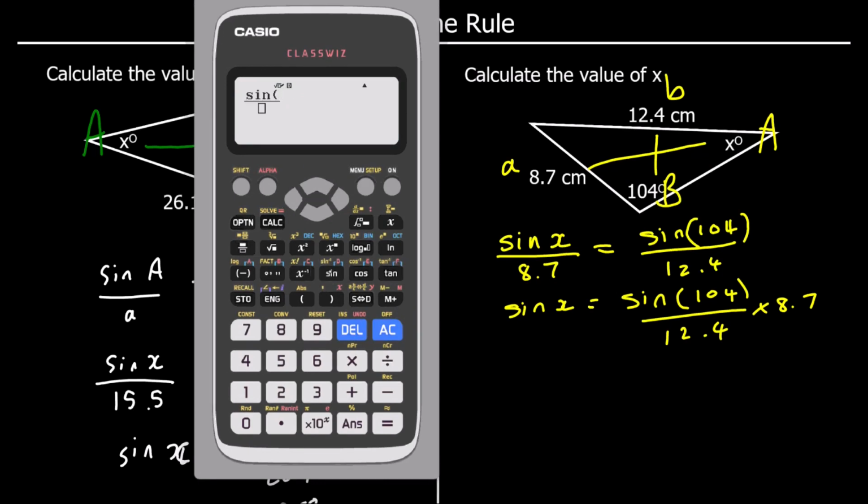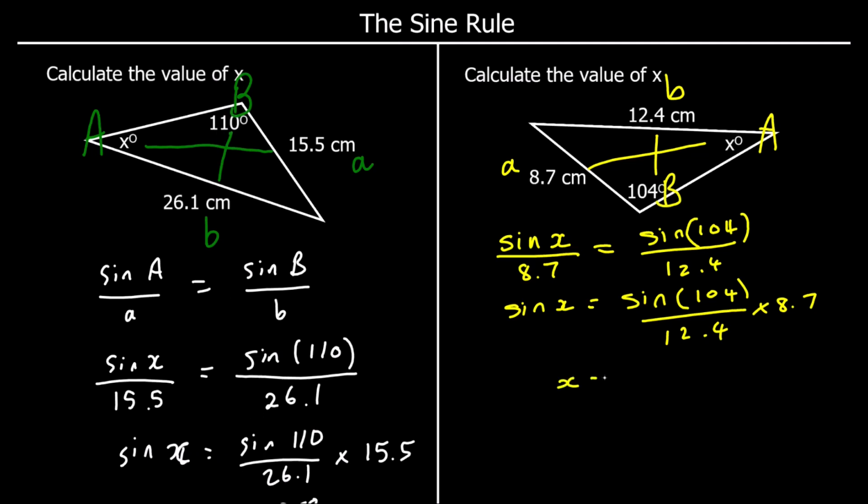So sine 104 over 12.4 times 8.7. Sine x is 0.68. Shift sine the answer, 42.9. So we've got 42.9 degrees as our answer.